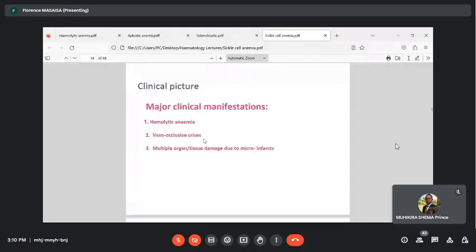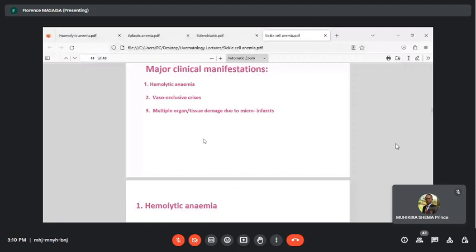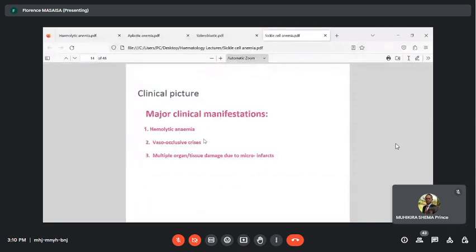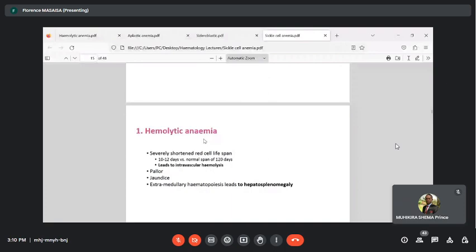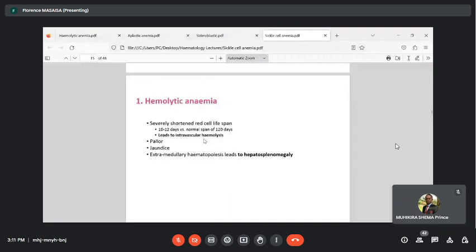So for manifestations, we have three major things: hemolytic anemia, vaso-occlusive crisis manifested by pain episodes, and multiple organ tissue damage due to microvascular effects. That will be the long-term complication of sickle cell.